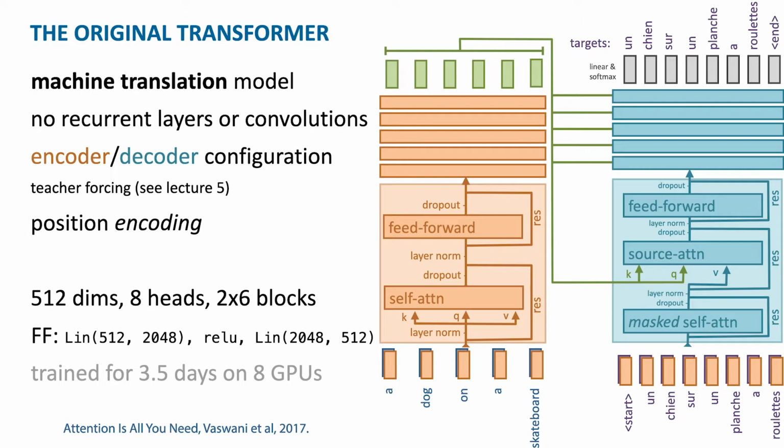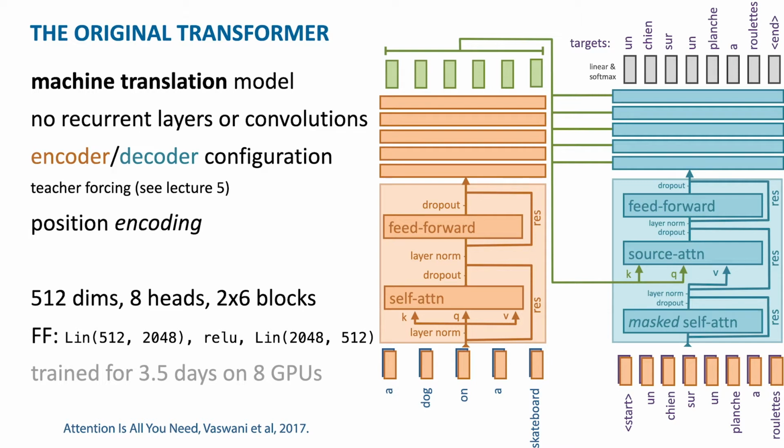The size of the model was relatively modest, because the point of this paper was not so much to show what a large transformer model can do, but that if you stick purely to self-attention layers, you can train a state-of-the-art model with relatively modest compute in a short time. To be specific, this model was trained for 3.5 days on 8 GPUs.